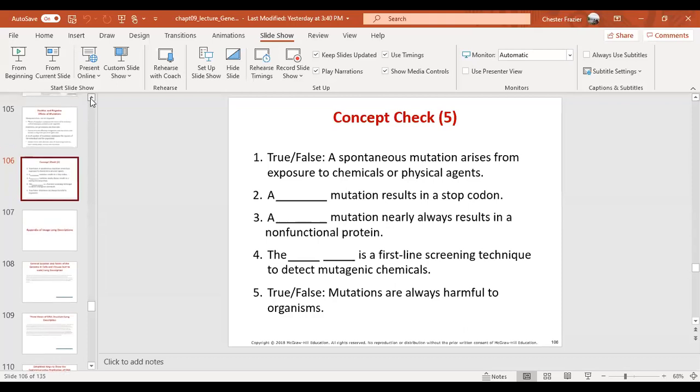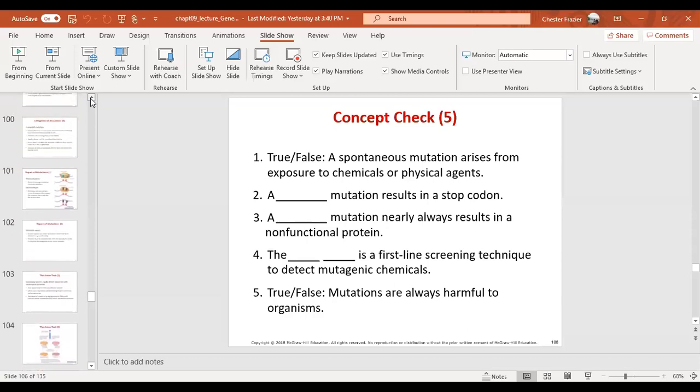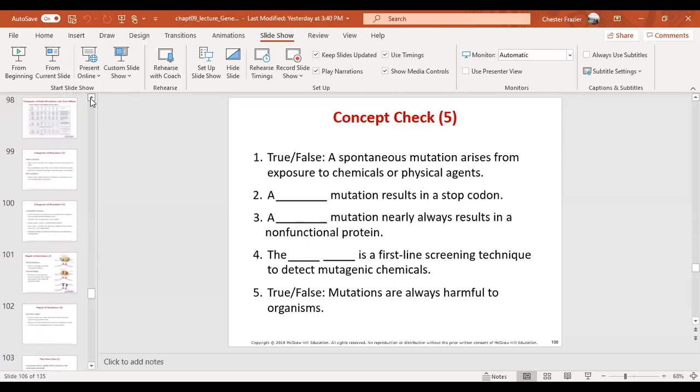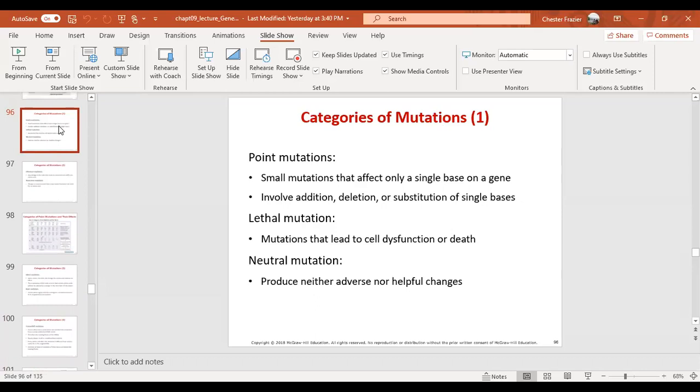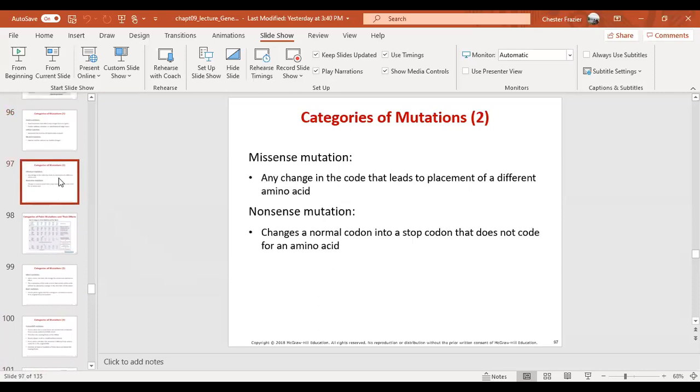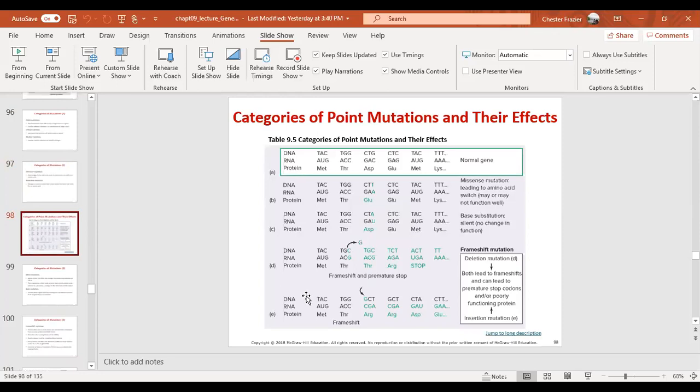So if we just go back again to look at these. So a lethal mutation leads to cell dysfunction or death, but a missense was any change of an amino acid. Nonsense is a normal codon turning into a stop codon, which could also be lethal. You wind up with a dysfunctional protein.